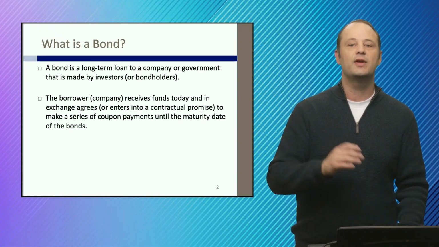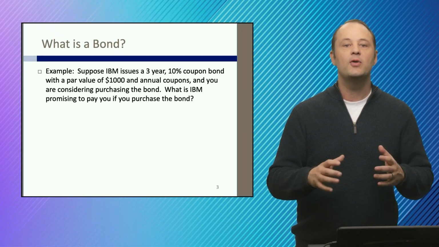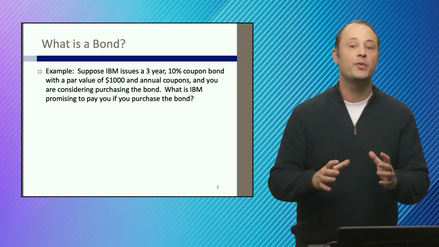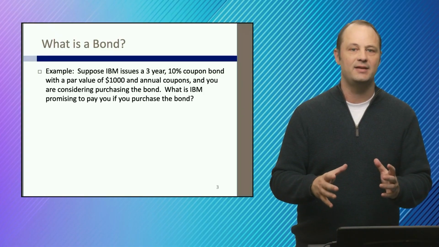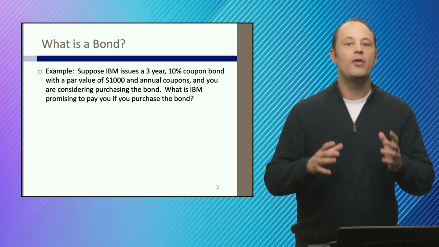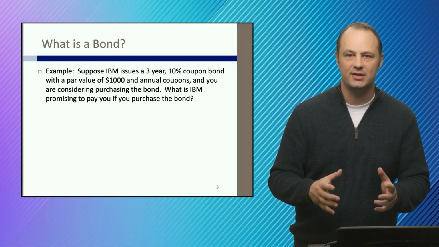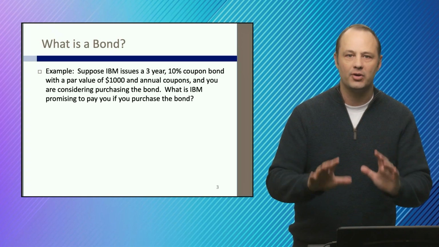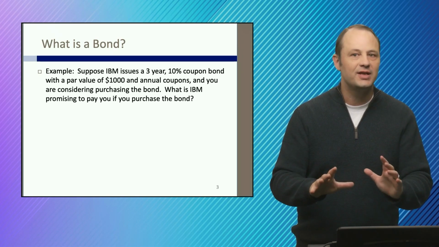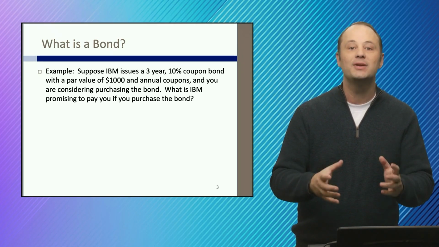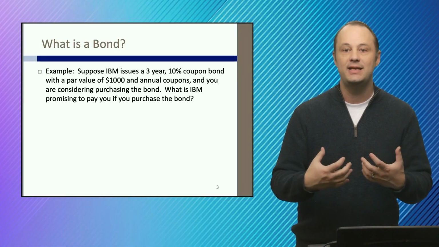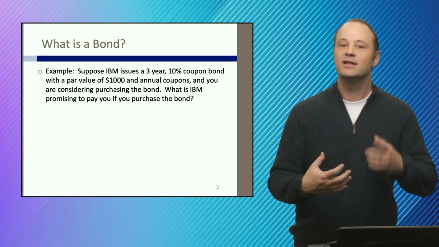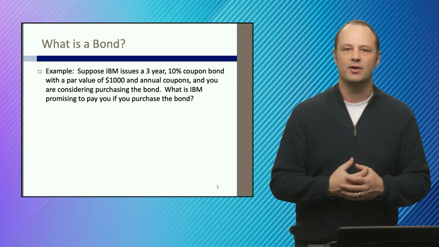Okay? Let's look at an example. Suppose IBM issues a 3-year, 10% coupon bond with a par value of $1,000 and annual coupons, and you're considering purchasing the bond. The big question is, what is IBM promising to pay you if you indeed purchase the bond? Okay, let's go over to the glassboard and take a look.